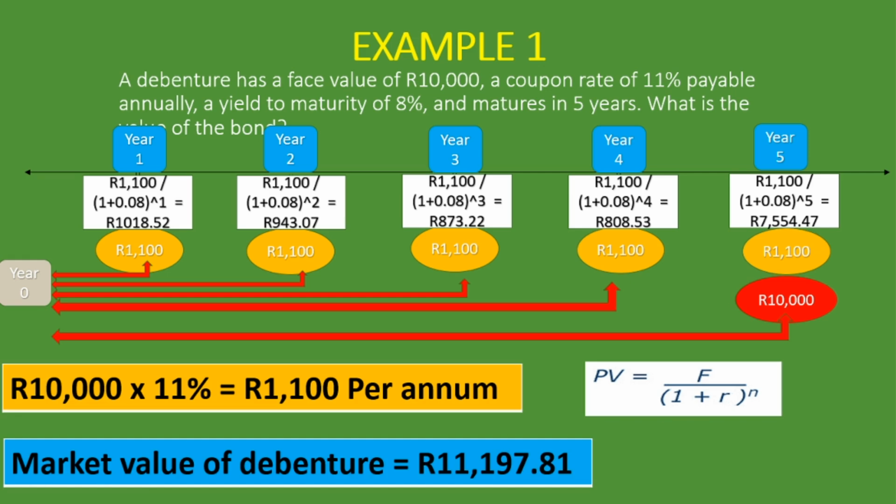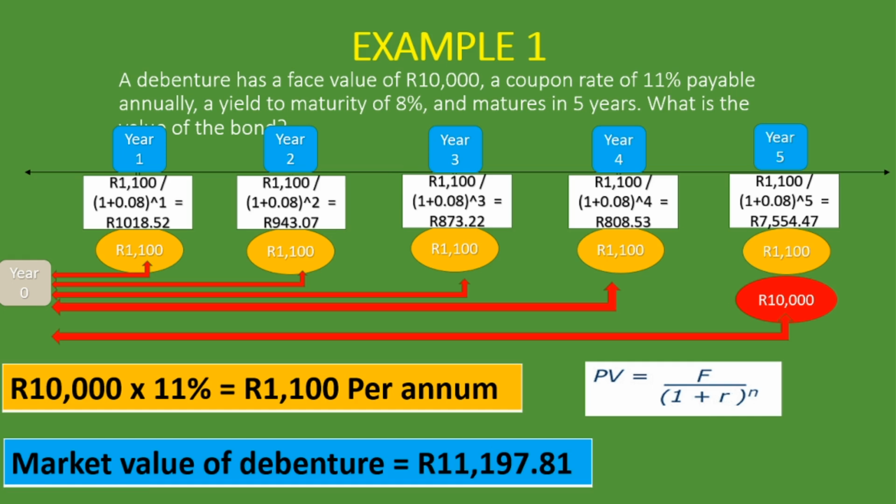So what does this mean, the 11,197? Well, it means that I will be paying 11,197 for a debenture worth 10,000 rand. And remember, like the point in the previous slide that says that if my coupon rate is more, or if my yield to maturity is less than the coupon rate, I'm paying a premium. So I paid a premium here of 1,197 because the face value of the debenture is only 10,000 rand, and that's what I'll be receiving at the end. And that is how you calculate the market value or the present value of the debenture.